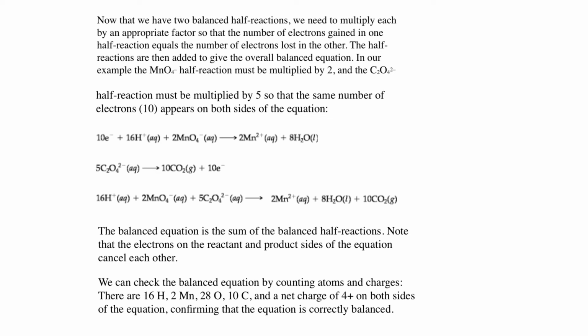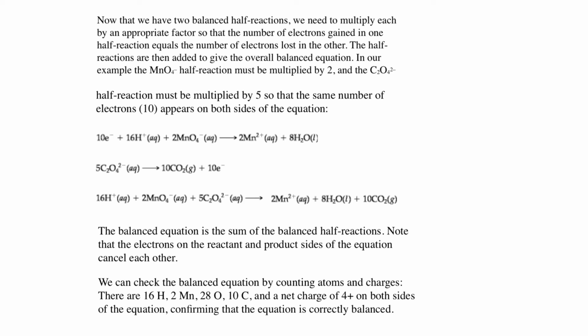10 electrons plus 16 protons plus 2 permanganate ions yields 2 manganese ions plus 8 water molecules. 5 oxalate ions yields 10 carbon dioxide molecules plus 10 electrons. Add them together, and you get 16 protons plus 2 permanganate ions plus 5 oxalate ions, yielding 2 manganese ions plus 8 water molecules and 10 carbon dioxide molecules. The balanced equation is the sum of the balanced half reactions.